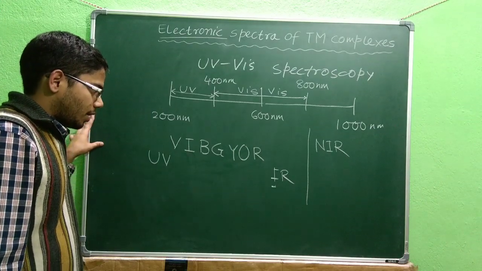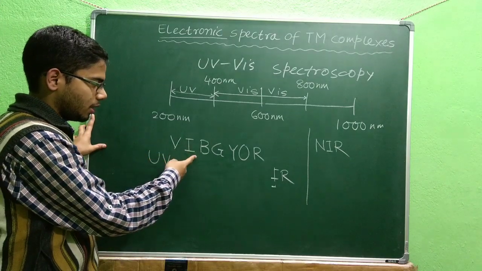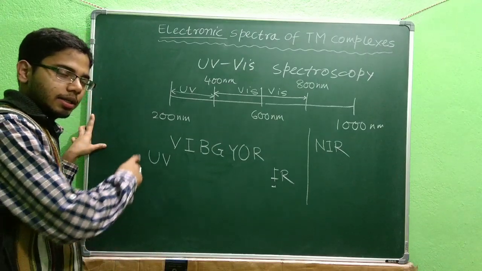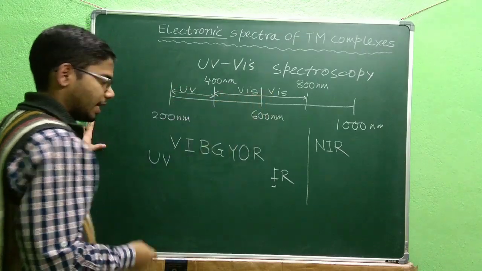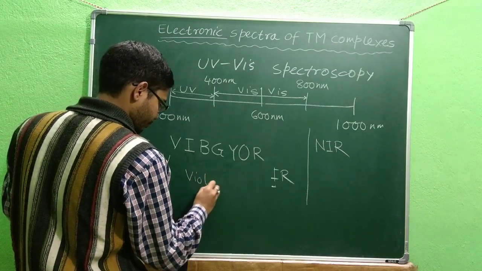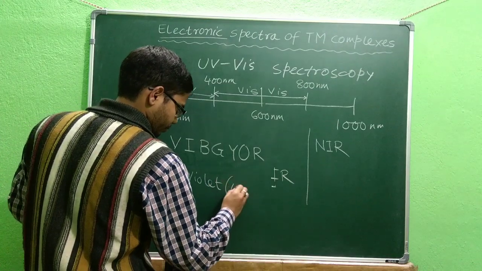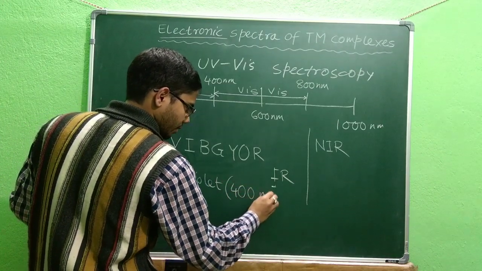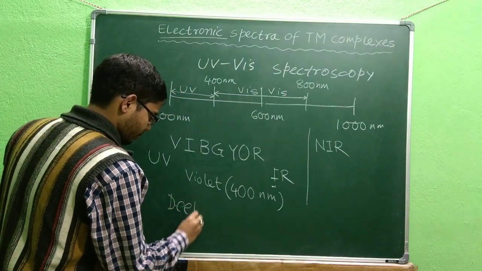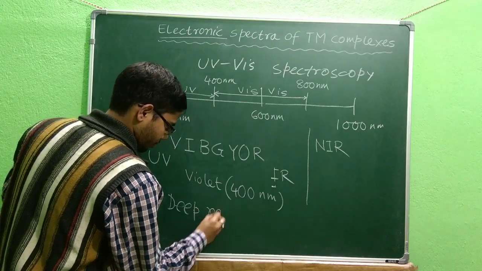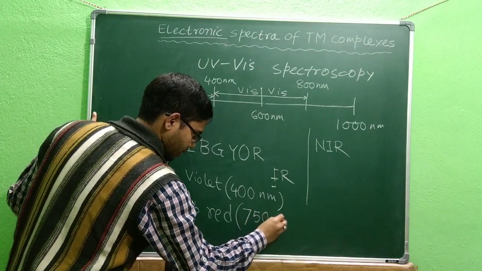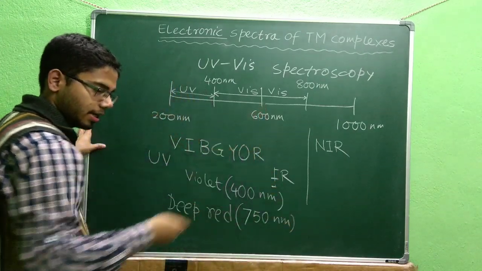Basically violet, indigo, blue, green, yellow, orange, red are in this visible range, and it ranges from violet at about 400 nanometer to deep red at about 750 nanometer. So it is not exactly 800, that's why I told you.